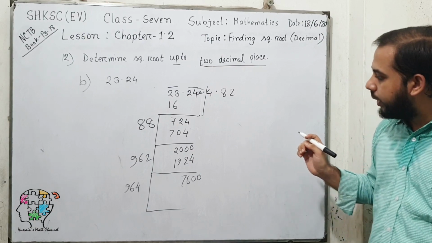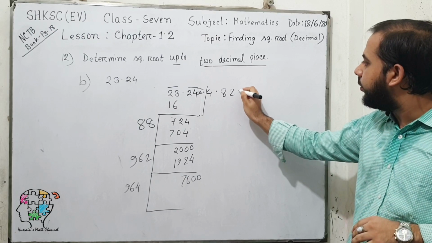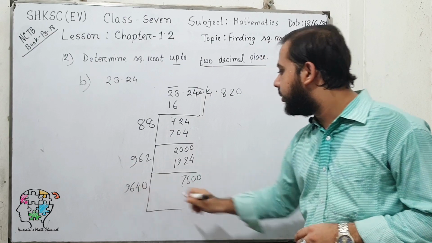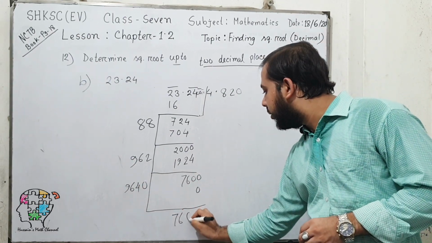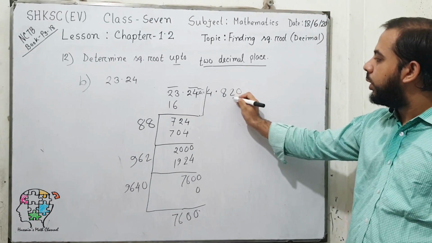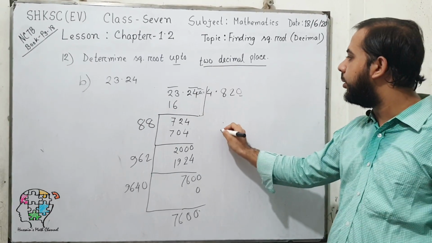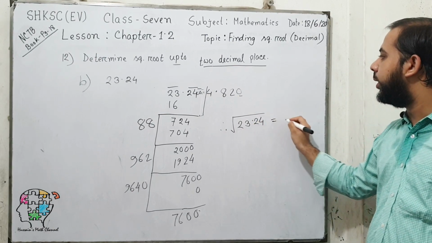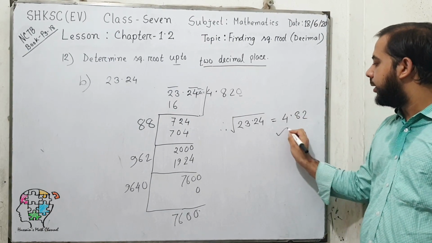And now we see that no digit is available here, so we can just use 0. So 0 times 9640 will be 0, and so the third digit is 0. So we don't have to add an extra 1 here. So the answer will be the square root of 23.24, which is 4.82. This is our answer.